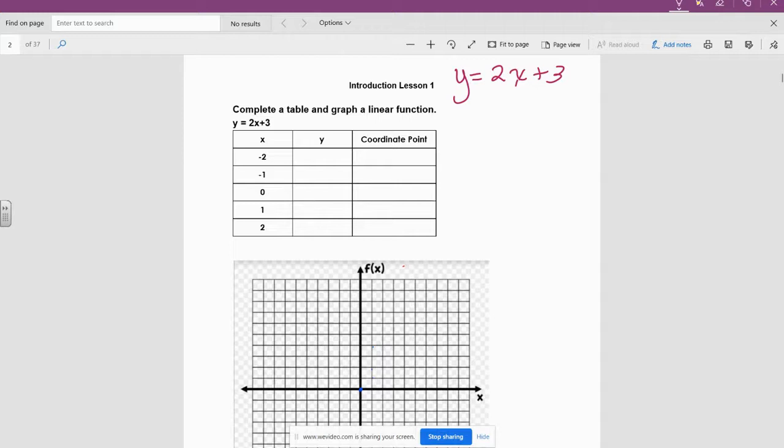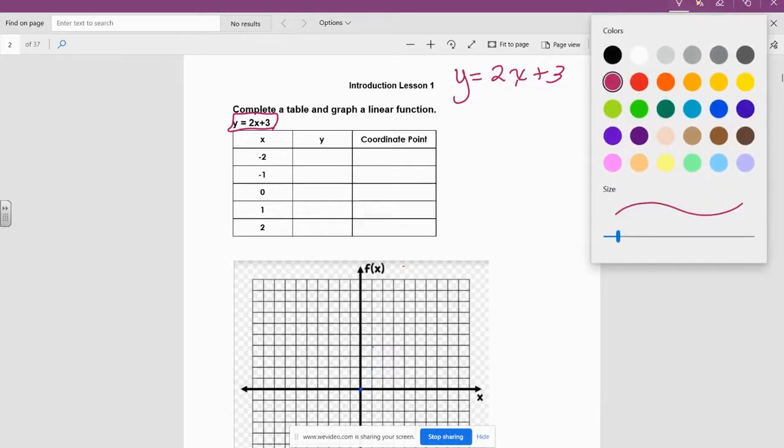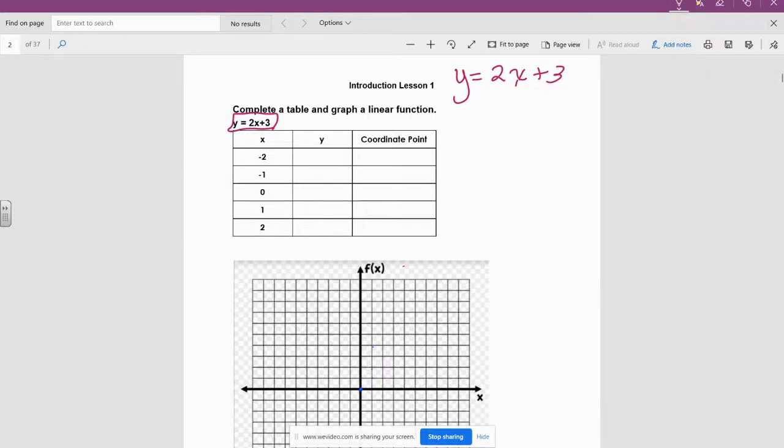So if you look, this is where I came up with that equation. It's not a made-up equation. And the directions are to complete a table and graph for a linear function. So if you look at your table, you'll notice that we know the x values. So I know that x is -2, -1, 0, 1, 2. What I don't know is the y values.